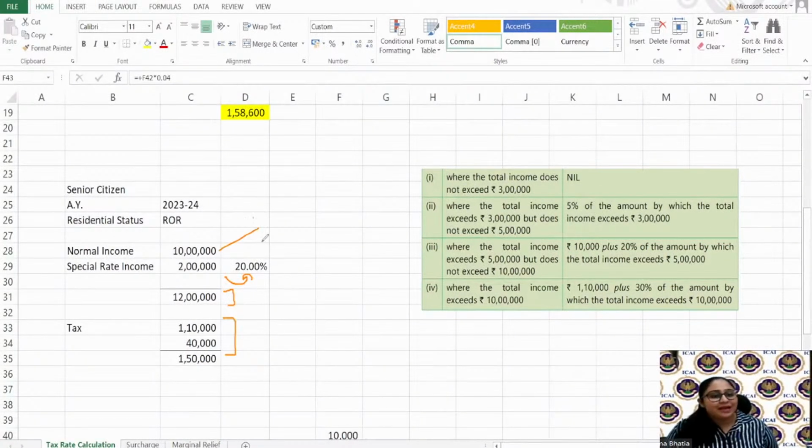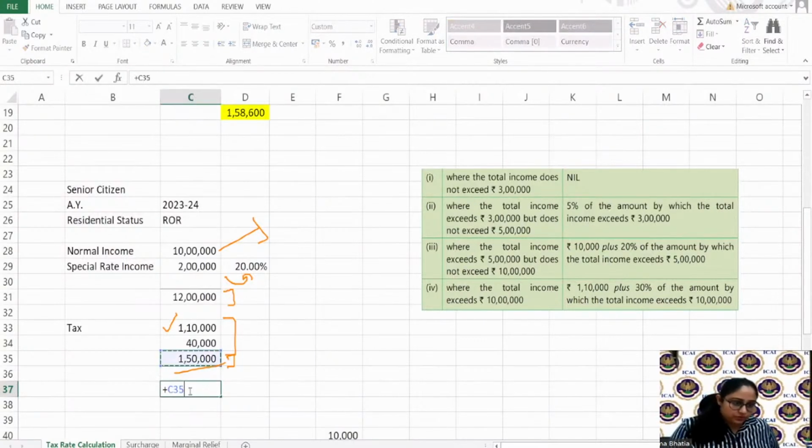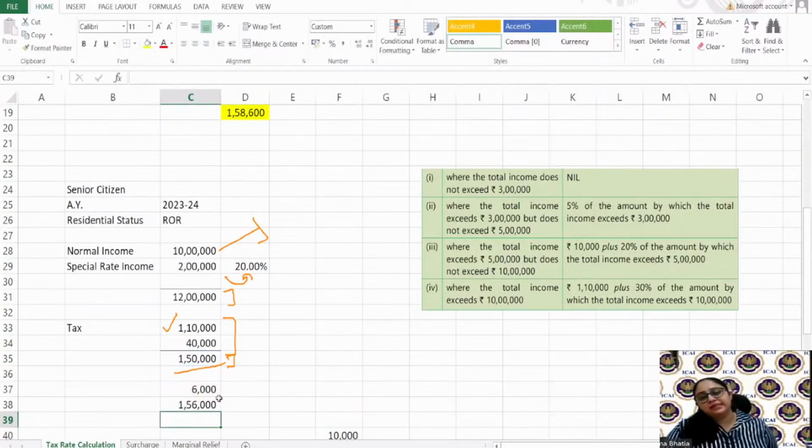10 lakh pay slab rates and 2 lakh pay 20%. Total tax would come. So 10 lakh पे slab rate करूंगी, so answer would be 1,10,000. 2 lakh पे 20%, 40,000. Total tax would be 1,50,000. And if I apply my cess, it would come to 1,56,000. Clear?